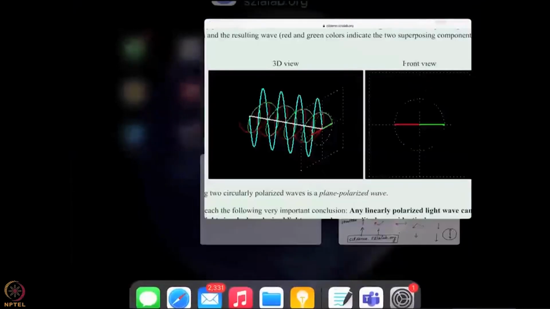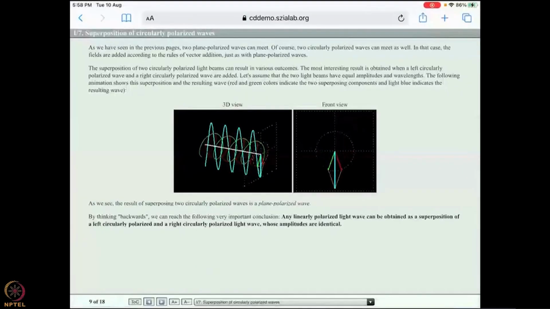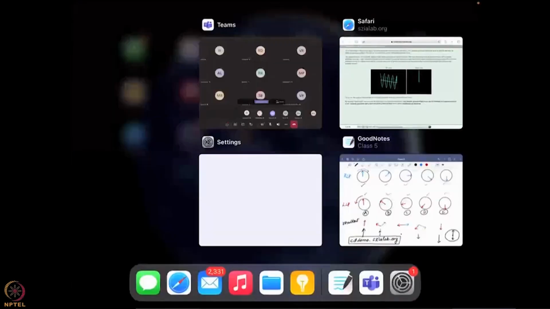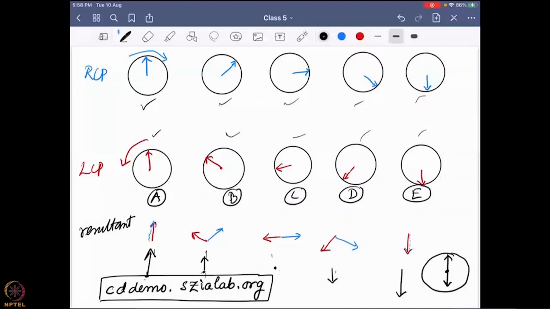So later you can take a look at it and get a better idea of this particular part. So any questions up to this part? Why can we explain a plane polarized light by the superposition of two circularly polarized lights? Because that is how it actually behaves.